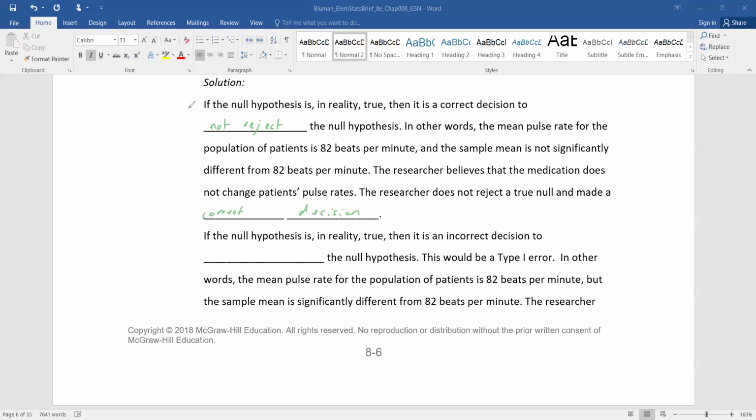Scenario. These are all different scenarios. So if the null hypothesis is in reality true, then it is an incorrect decision to reject the null. So if it was true and we reject it, stating that it is false, this would be a type 1 error. In other words, the mean pulse rate of the population is 82 beats per minute, but the sample mean that we got is significantly different from 82 beats per minute.